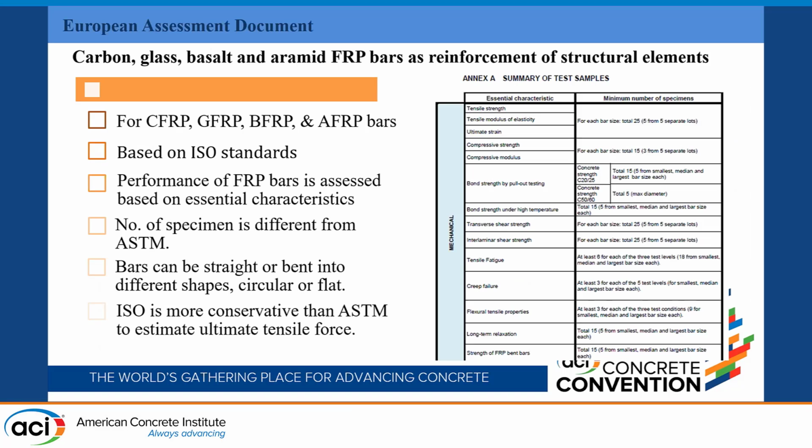And this one is based on the ISO standards. The previous documents were American ones, based on the ASTM, but this one is on the ISO. For the EAD, you will not find any limits for the properties. So if you need a limit for, for example, bond strength, you will not find it in this document. It's again another difference with the American documents.